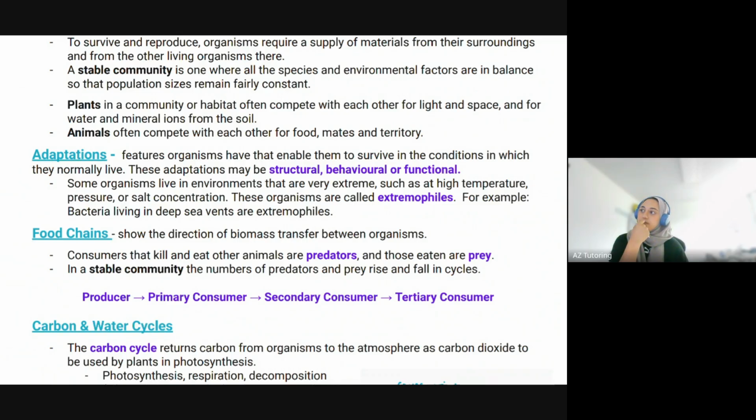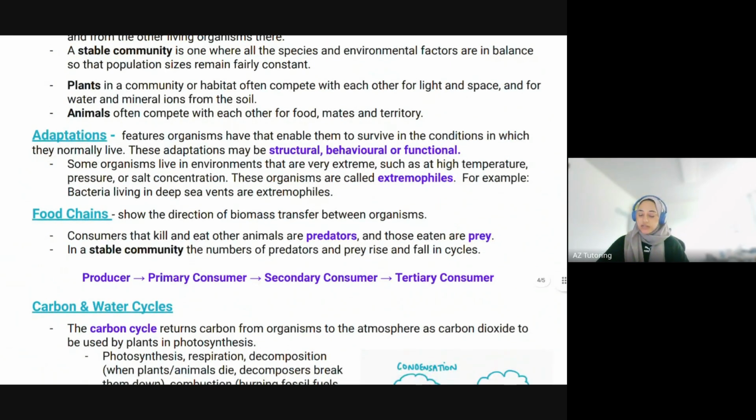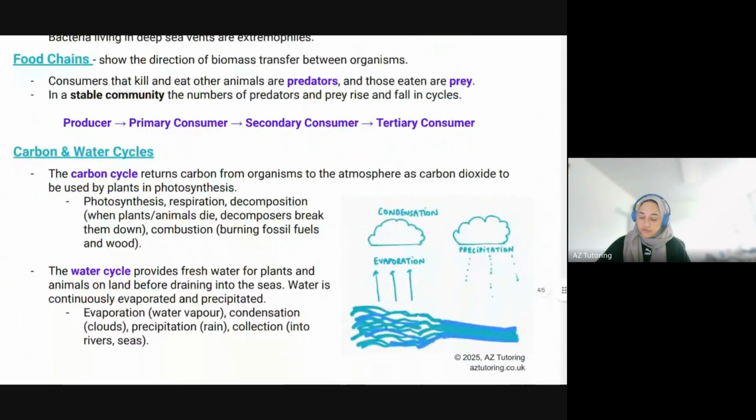What else could we say? For example, a polar bear has white fur, so it can blend in with the snow of where it lives, so therefore it's protected from predators as well. So it's always different on the context of the question.